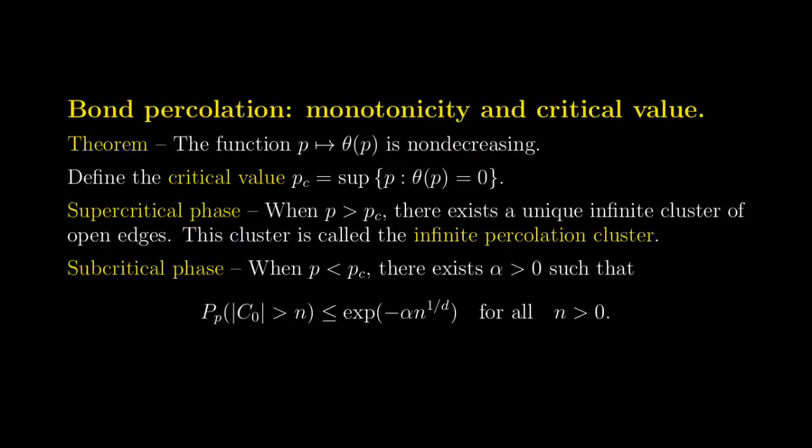To conclude this video, I'm going to give you one more definition and also two more results that I'm going to state without proof. First, the definition: the notion of critical value. The critical value, which we write p_c, is defined as the supremum of p such that theta of p is equal to 0. That means p_c is the largest possible value for the density of open edges such that the probability of percolation is equal to 0.